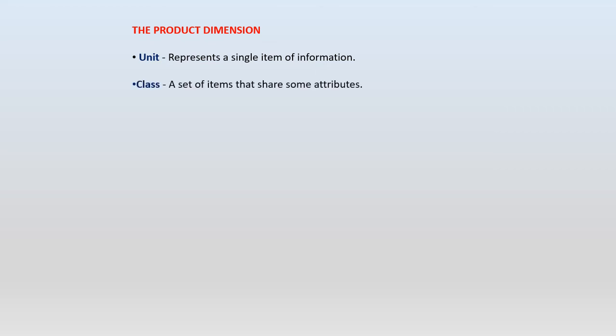And the last one is the product dimension. Under this, the first one is the unit, which represents a single item of information. Basically, we have certain units which form a whole, like a unit of students, then units of teachers, one as a whole, for example. Then there is class, a set of items that share some attributes.